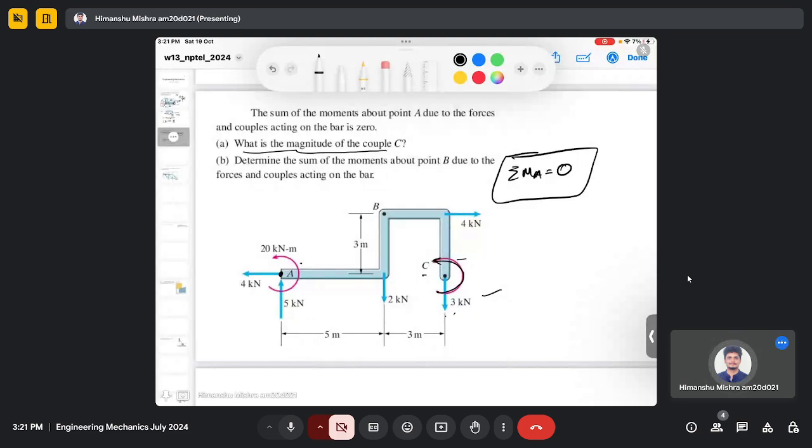So we can use this condition where we write down the movement from all the forces and the moment from this external couple. We take the summation of all these movements about point A and equate it to 0. So this is what we have been given in the question, and when we do that we are able to find the moment at C, because that's the only unknown quantity we have.